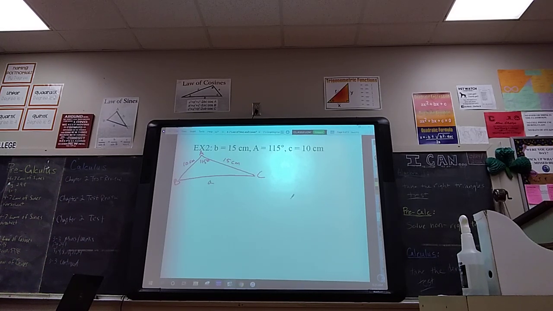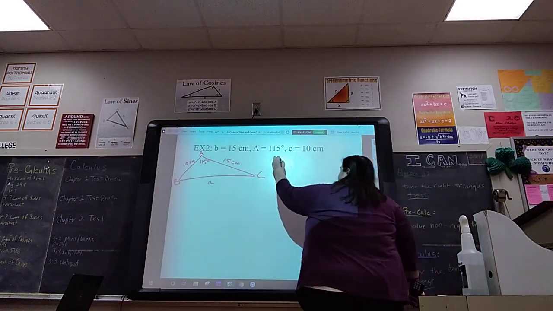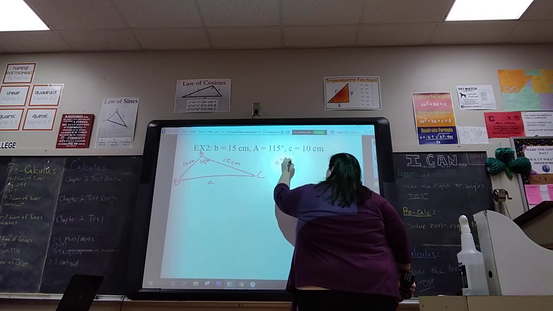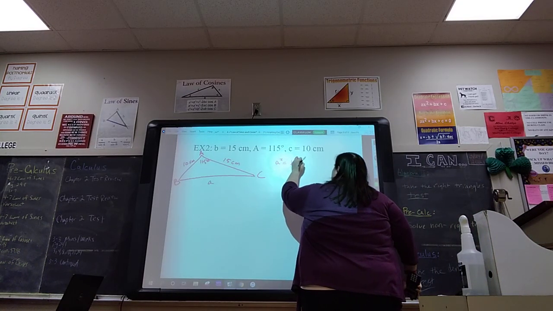So this one, we only have enough information to find the third side. We don't have enough information to use any of the others because the only angle we have is angle A. And so the only thing we could find first is that third side, that little a. So we're going to use this version of the law of cosines.